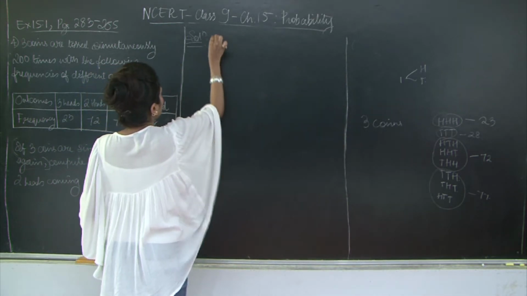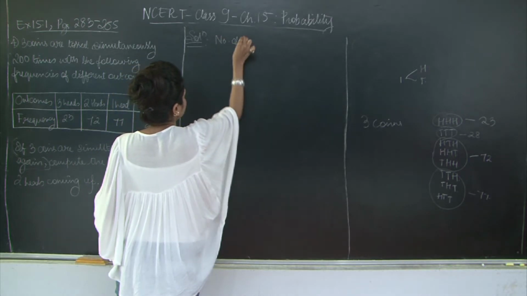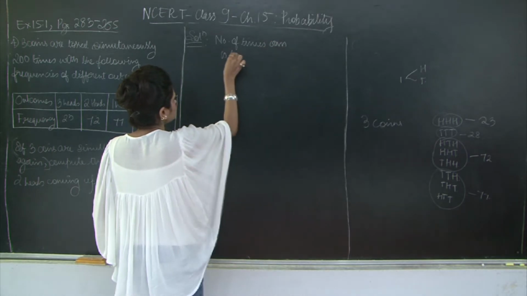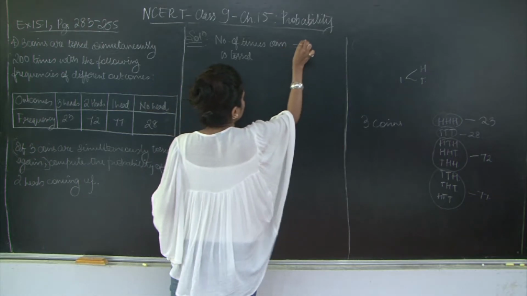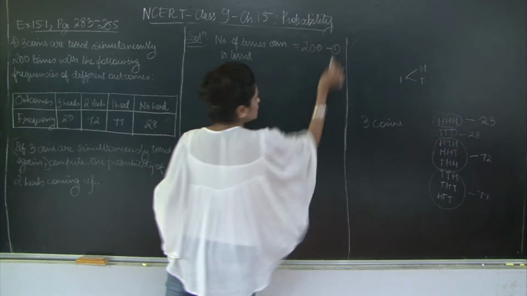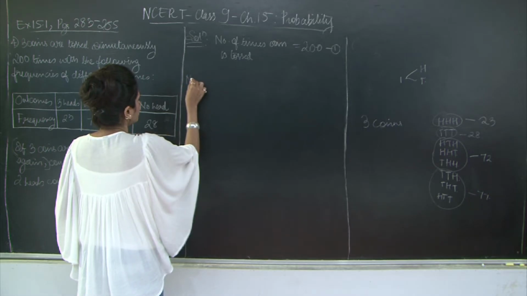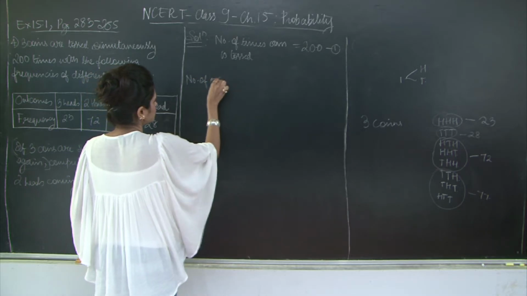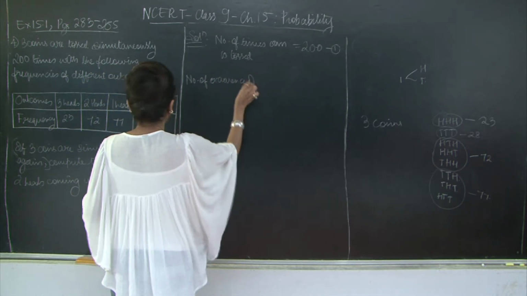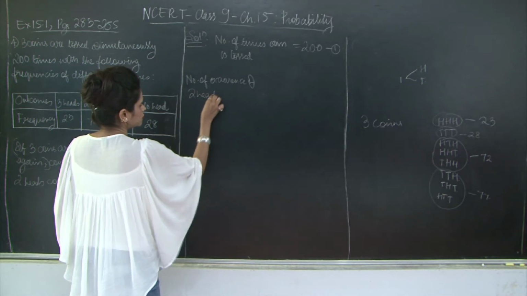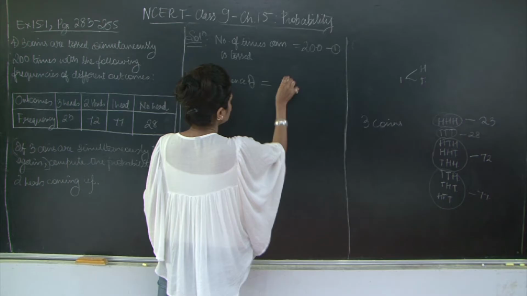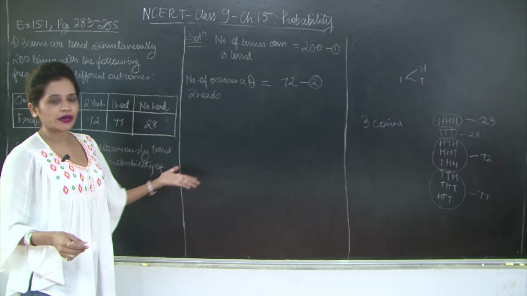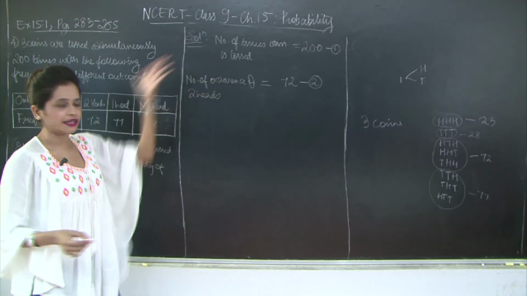I'll say the number of times the coin is tossed is equal to 200. Let's mark this as 1. Then the frequency or number of occurrences of two heads is equal to 72. Let's mark this as 2. Therefore, the probability, the frequency of occurrence of two heads, is going to be equation 2 divided by equation 1.